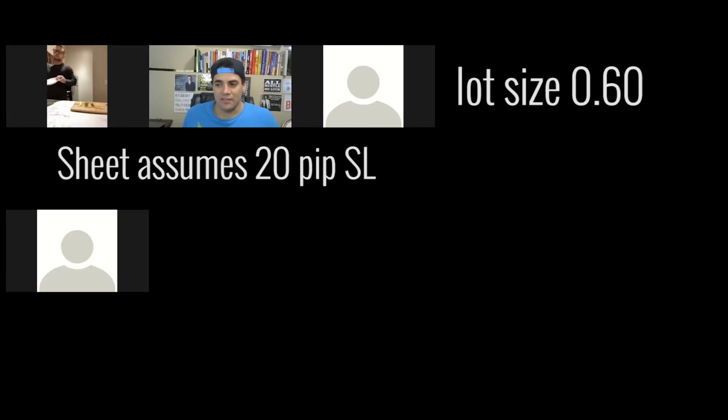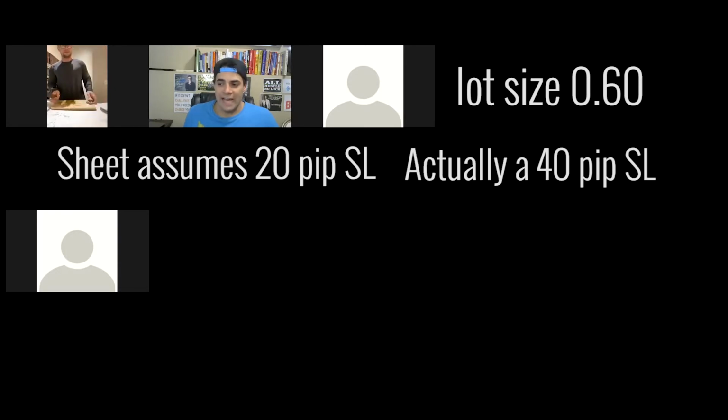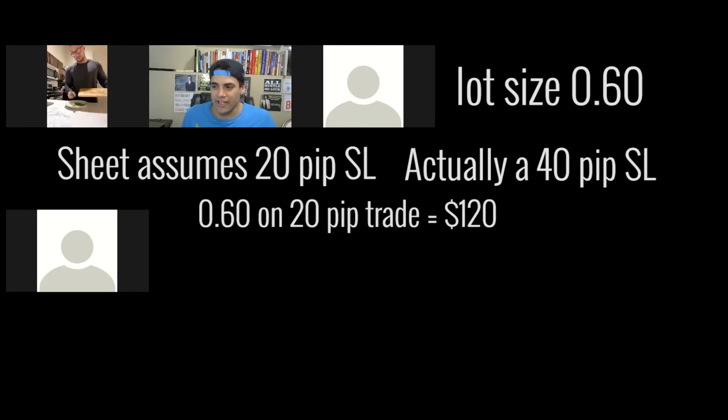Now you have to say, well, this 0.6 is assuming that I have a 20 pip stop loss, right? So if your trade has a 45 pip stop loss, actually we'll do 40 just so it's easier, that means this trade is risking 2 times more. That means you need to halve your lot size. Because a 0.6 here is going to be $6 a pip, so on a 20 pip trade I would be negative 120. If it was a 40 pip trade, I'd be negative 240.